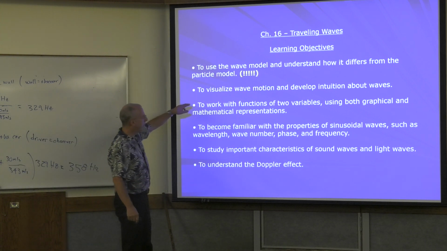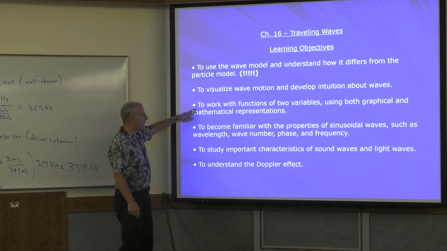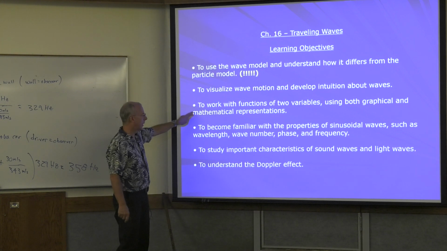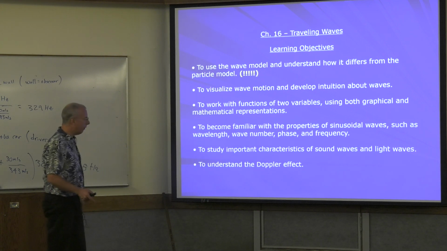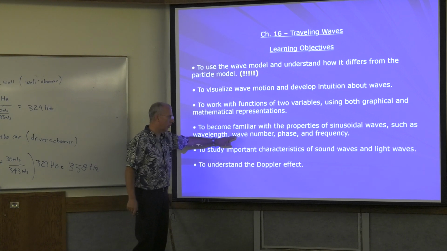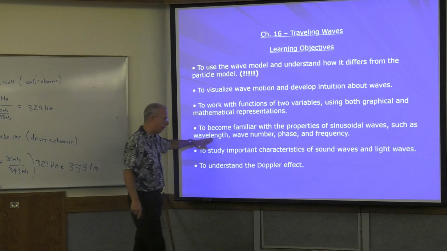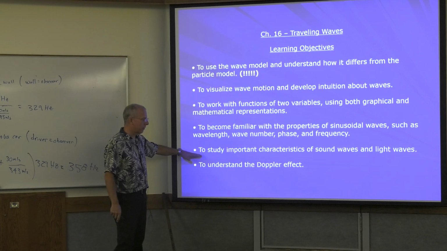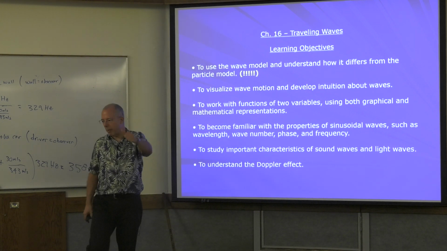Then we hopefully visualized wave motion. We developed some intuition about waves. We saw that a wave is a function of two variables, position and time. We dealt with that. Then we talked about properties of sine waves: wavelength, wave number, phase, frequency. You have to know what these things are. You have to know that the wave number is 2 pi over lambda. You have to know these things because we're going to use them a lot next chapter especially. Then we did some kind of off-the-wall things, right? We studied important characteristics of sound waves and light waves, and we talked about the Doppler effect. So that's it. Thank you very much.